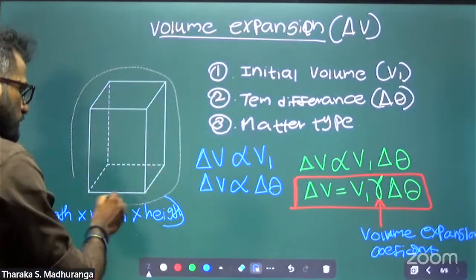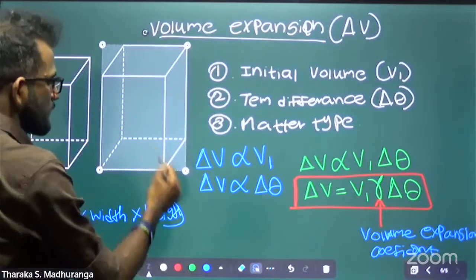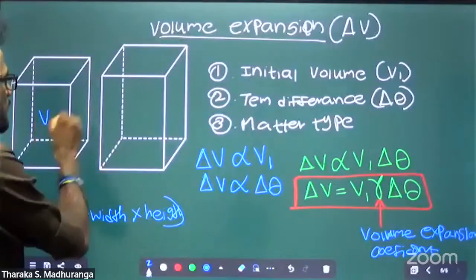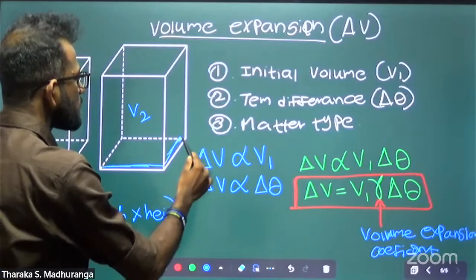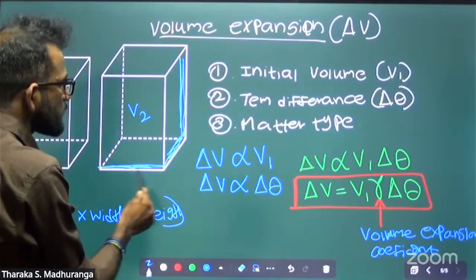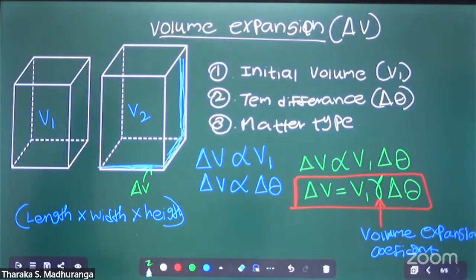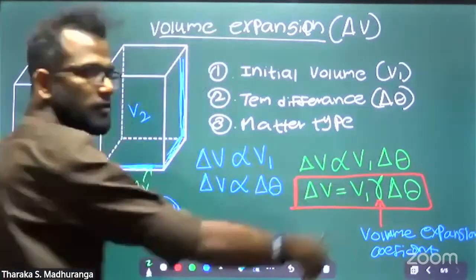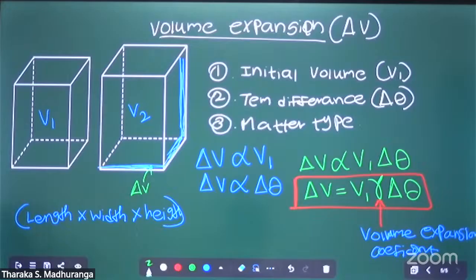Okay, now draw a small figure like this. This is V1, V2, and if you can, mark how the volume is increasing in three dimensions. The volume increasing in three dimensions is what we call delta V. Okay, you can make a small diagram and write down these relationships. And finally, label the volume expansion coefficient.